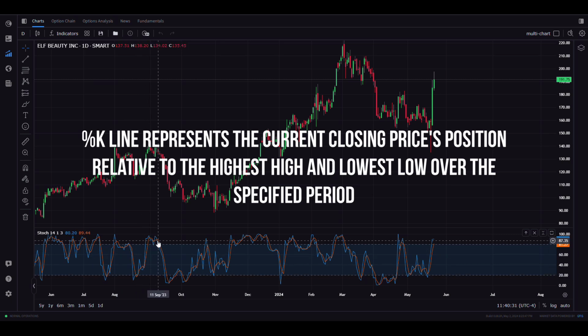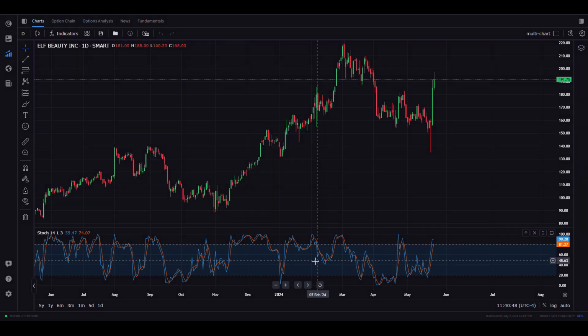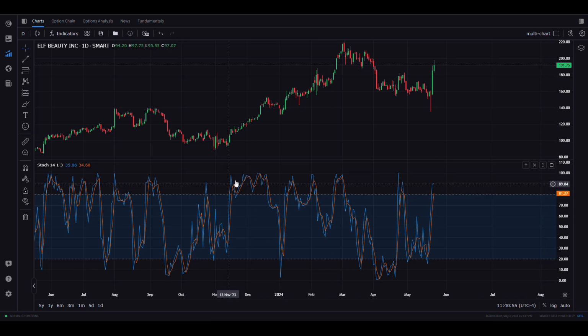The %K line represents the current closing price's position relative to the highest high and lowest low over the specified period, while the %D line is a moving average of the %K line, usually over 3 periods, to smooth out fluctuations. With readings oscillating between 0 and 100, levels above 80 indicate overbought conditions, signaling a potential price correction or reversal downward, whereas levels below 20 suggest oversold conditions, indicating a potential price increase or reversal upward.